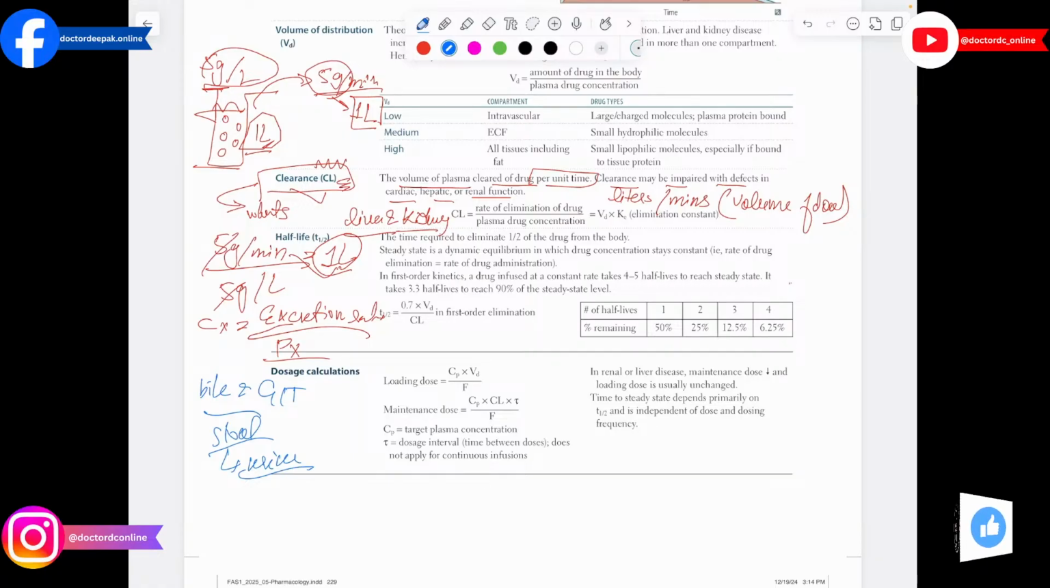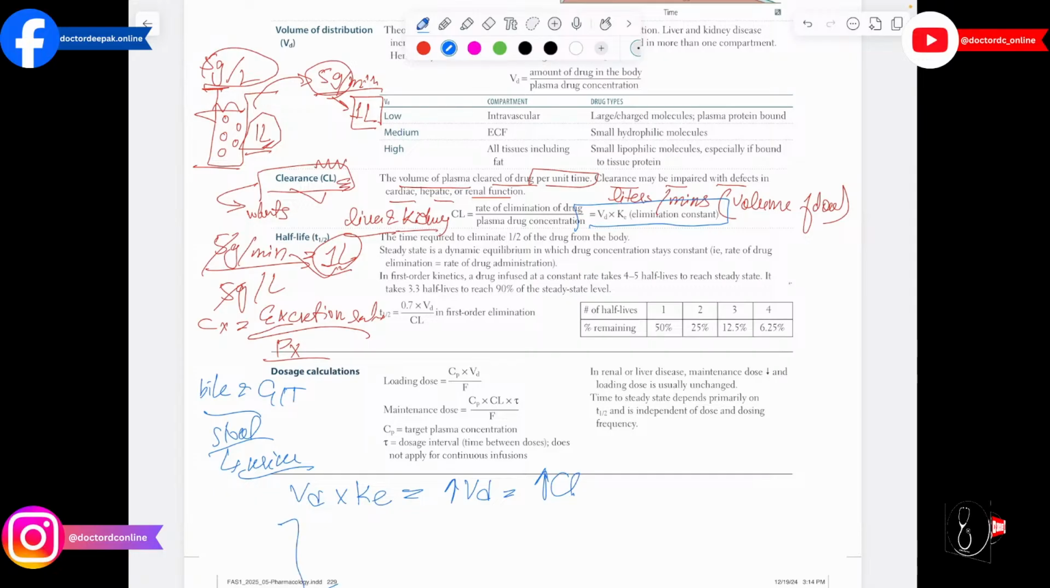The second thing is that clearance is also derived from the volume of distribution. For that, we need the elimination constant, and for that we have one more formula given in the book: clearance equals volume of distribution multiplied by elimination constant. From that formula, we can make an assumption: if there is a higher volume of distribution, then there will be higher clearance.